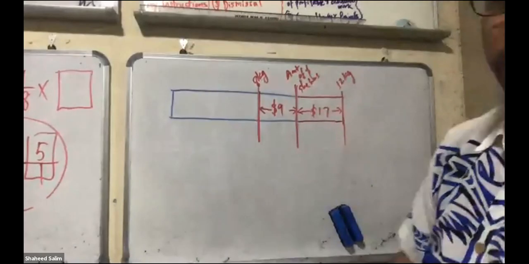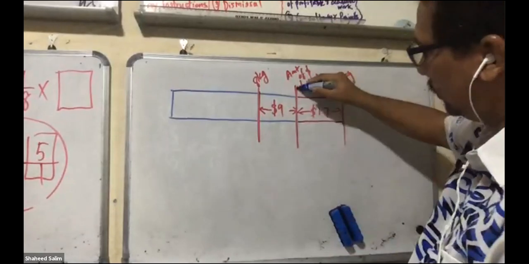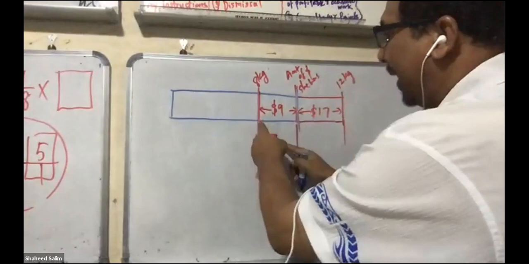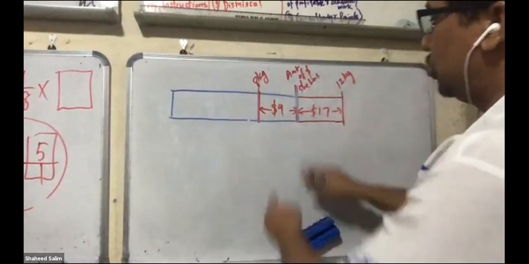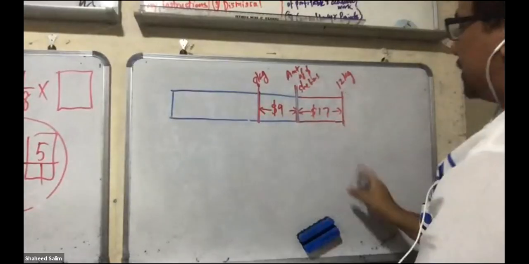So I'm going to show you my model now. Can you solve this model? This is the amount of money she has. From here to here, she has this amount. If she buys 8 kg, she has an extra $9. She's not using the extra $9. And if she wants to buy 12 kg, not enough by $17.